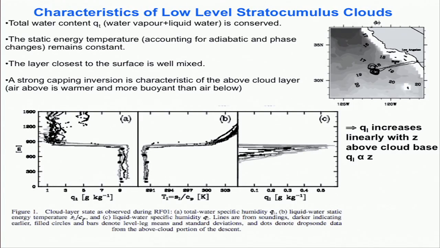Remember, the water vapour can condense to form clouds. So we have to add up the water vapour plus any liquid. And that gives us what's called QT. The units in this particular case are grams per kilogram. And what's the first thing you notice when you plot all those aircraft profiles of QT based on the in-situ measurements? Well, you'll see it's pretty constant up to just below about 900 metres.